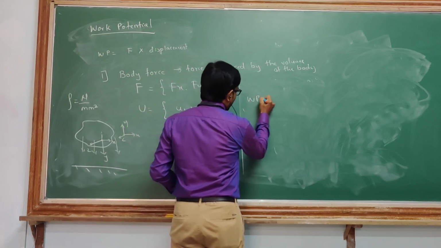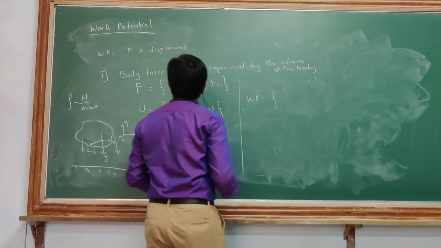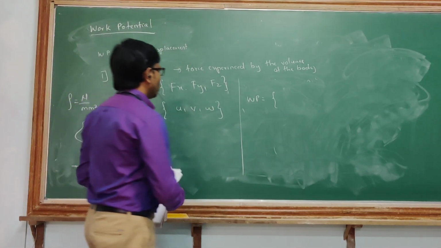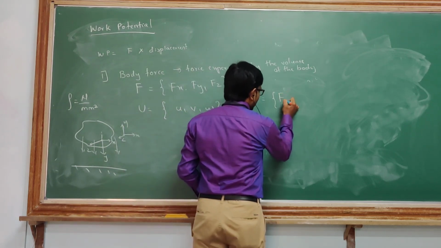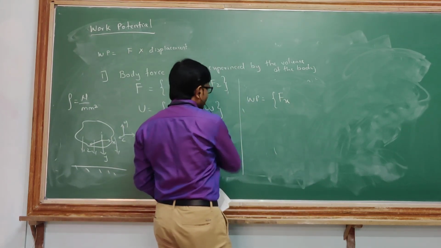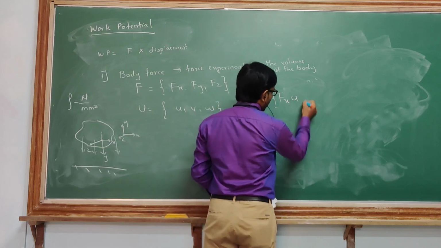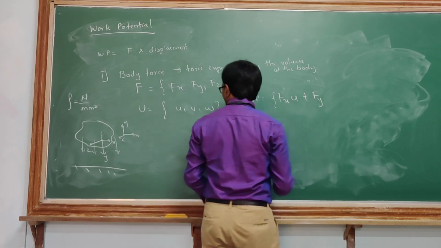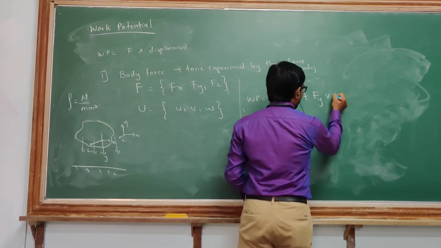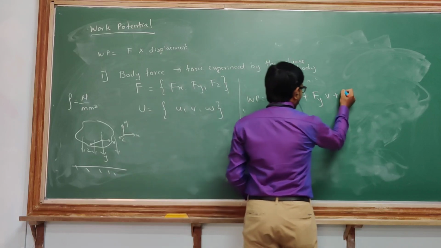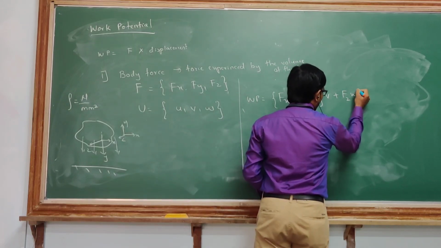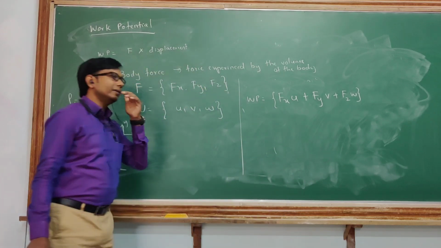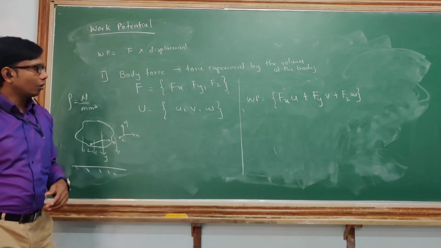So work potential, what is the basic formula? It is force into displacement. So I will write the force in the x direction, that is fx. What is its displacement along x? It will be u, plus fy into v, plus fz into w. I'll try to write it like this. Whether it is balanced or not, we need to check.